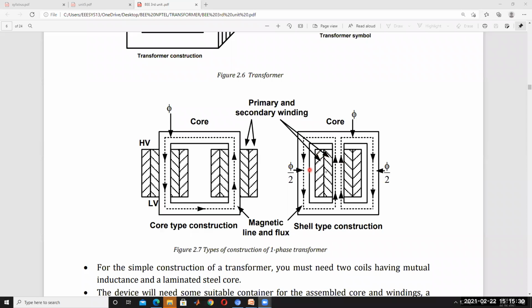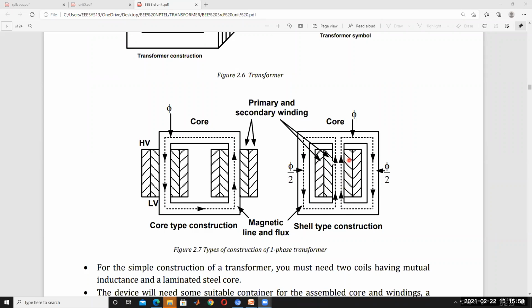In this core type transformer there are three different types of limbs. This is called a limb, this is called a yoke, this is a yoke, and this is a limb. This is also a limb. So here three limbs are there: 1, 2, 3. Here two yokes are there. This is called a yoke, Y-O-K-E. So your three limbs are there.